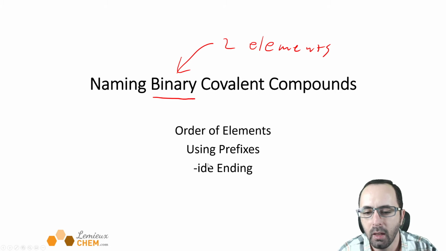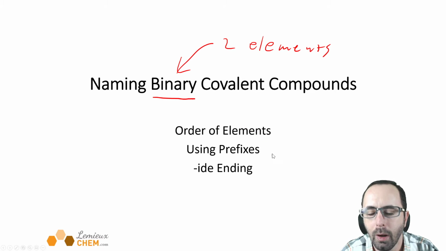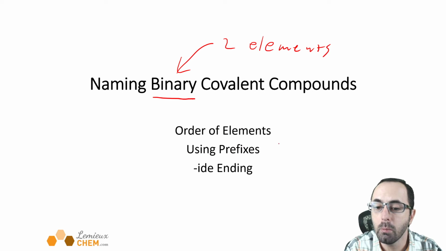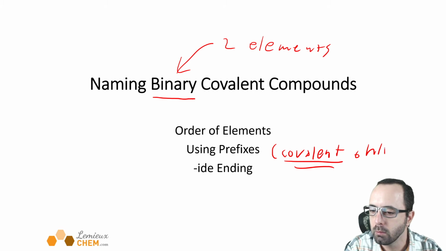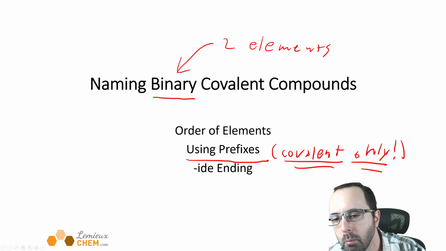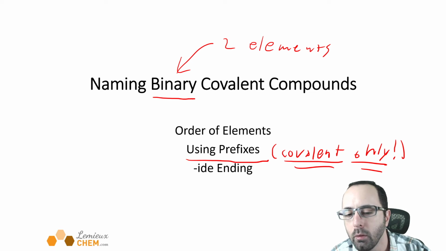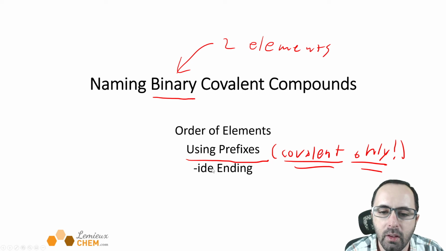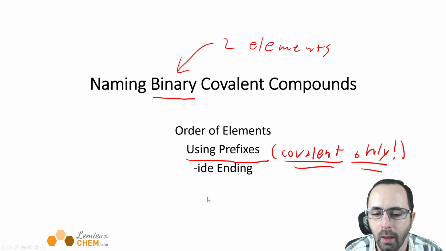So we're going to talk about what order we write the elements in for binary covalent compounds. For covalent compounds, we're going to use prefixes, and very important is that this is only for covalent compounds, because we're going to see that for ionic compounds, we don't need prefixes and we don't write them. And finally, for all these binary covalents, they're going to have an "ide" ending to them.